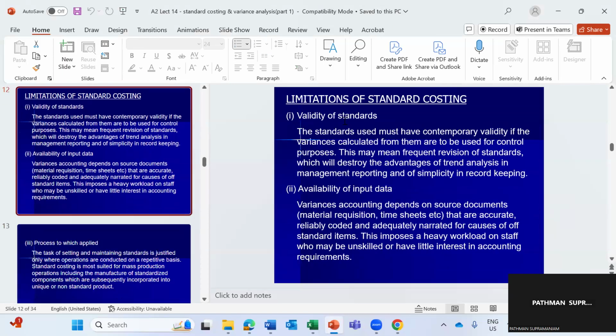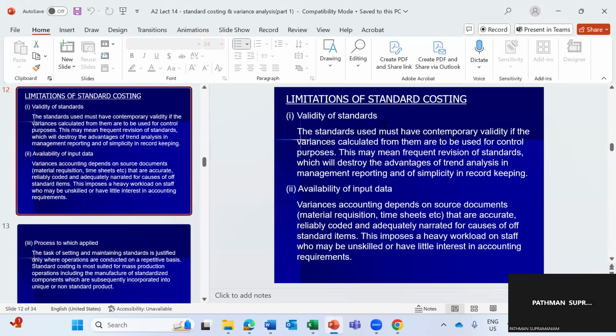This section deals with the limitations of standard costing. For standard costing to work, the figures must be valid. That means we will need to review the standards from time to time to see whether the standards are applicable or relevant to current times.